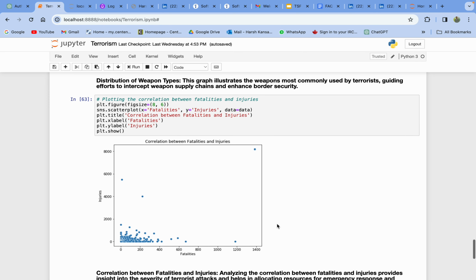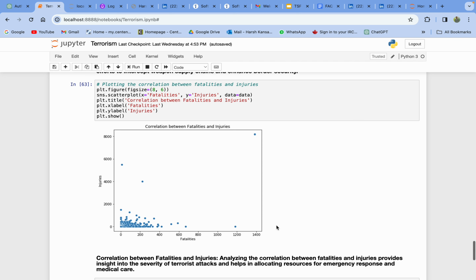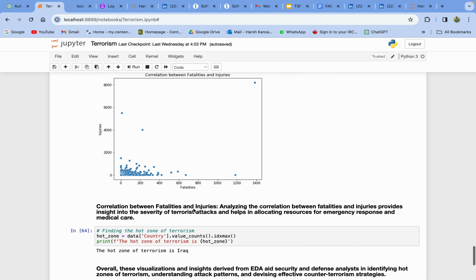Now here I have already plotted the correlation between fatalities and injuries. So analyzing this correlation between fatalities and injuries provides insights into the severity of these terrorist attacks and helps in allocating resources for emergency responses and medical care.